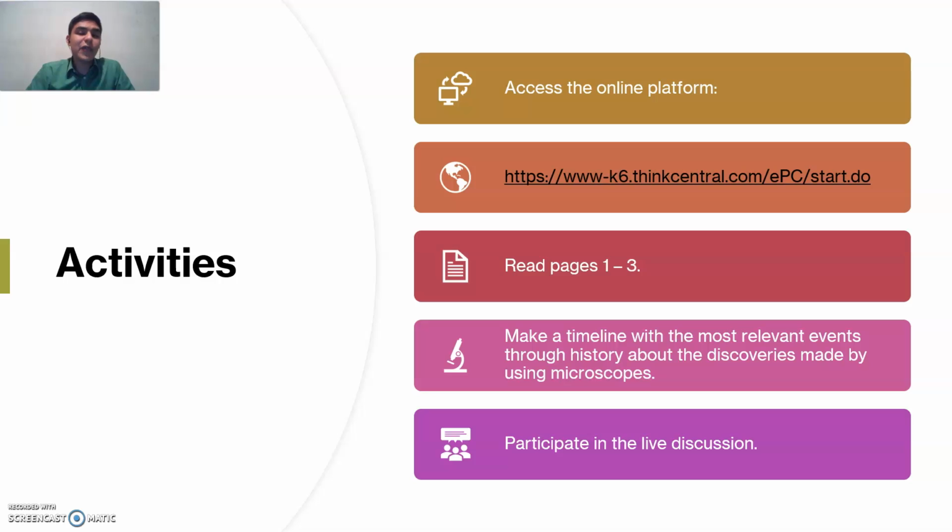Once you are logged in the platform, please make sure to open your online book and go to page number 1, and then read until page number 3. Then what happens after you have finished reading all of these pages? Then you need to make a timeline with the most relevant events through history about the discoveries made by using microscopes. So you read and then you synthesize everything into a timeline in your notebook.